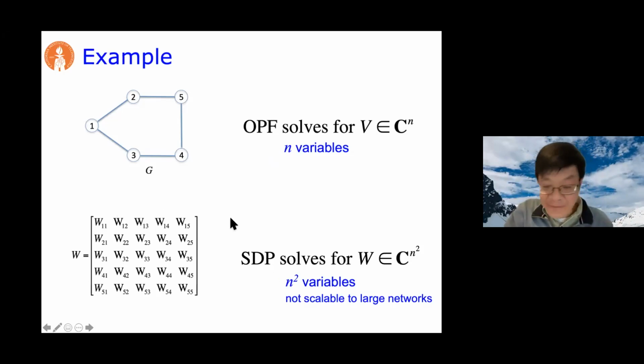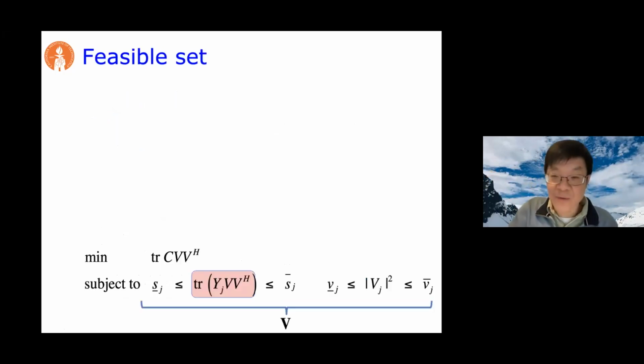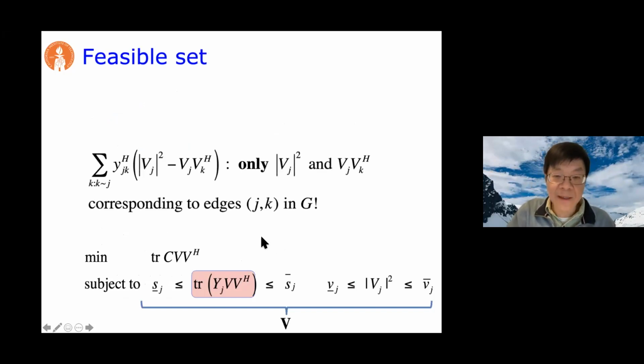So that's the issue. However, if we take a closer look at the constraints, it turns out not every entry in the W matrix is involved. It only involves a very small number of them, corresponding to off-diagonal entries that have some correspondence to the lines in the network. Okay, so let's look at that. So let's look at the feasible set more closely. And this trace of Yj VV^H, if you write this out, it would look something like this.